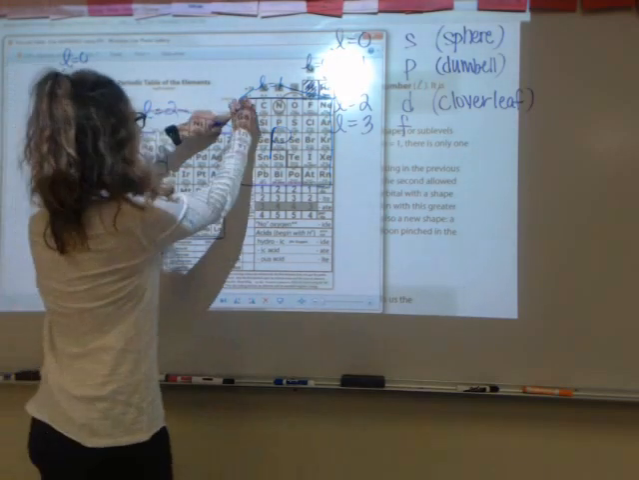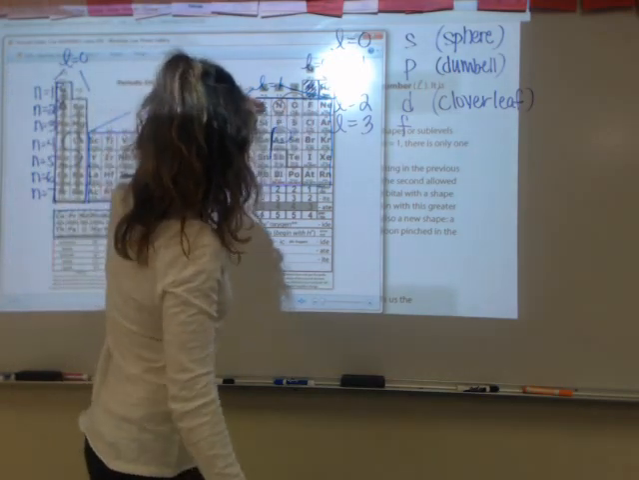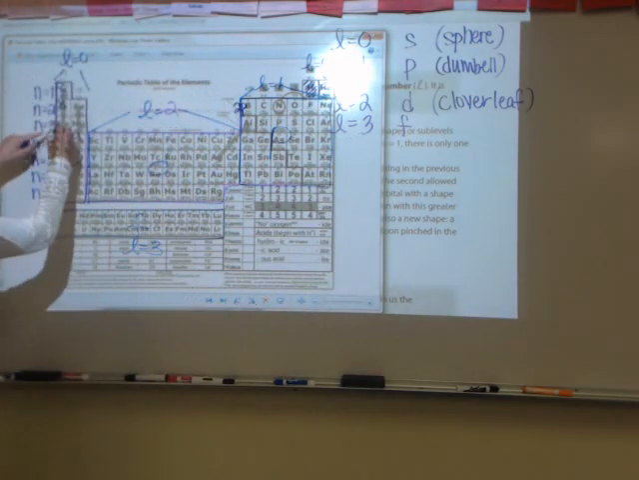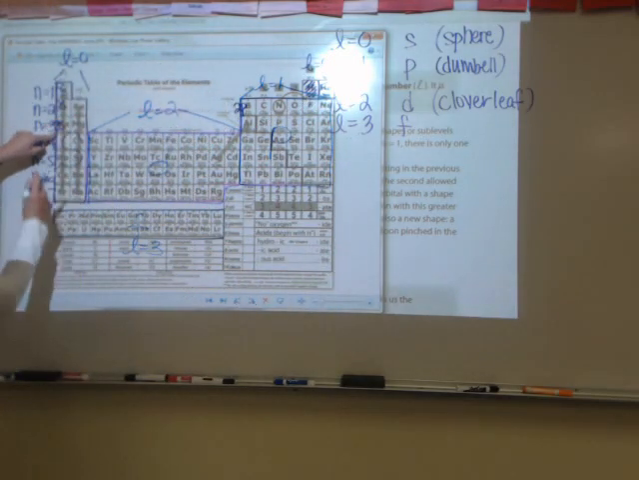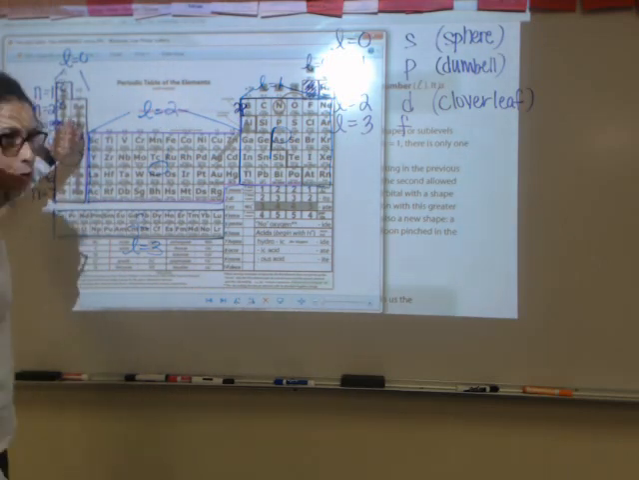Then I cross over, this is the beginning of 2p. I have 1, 2, 3, 4, 5, 6 boxes in 2p, so I can hold 6 electrons in 2p. Then I come over here to n equals 3. This is the beginning of 3s. I have 2 boxes here. I can hold 2 electrons in 3s.